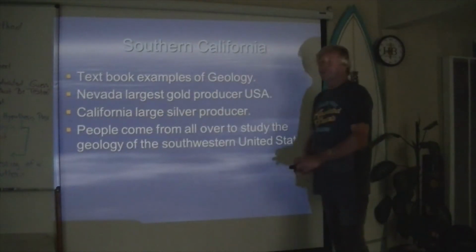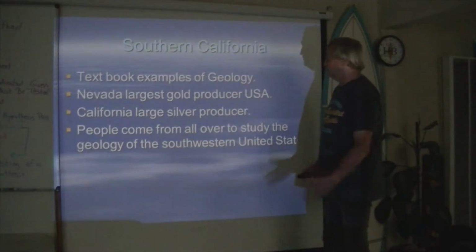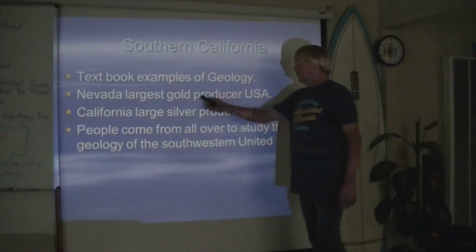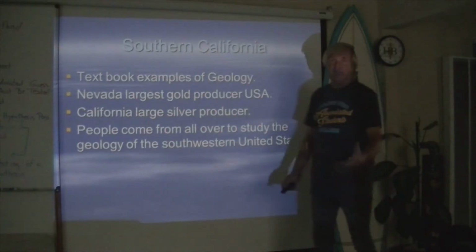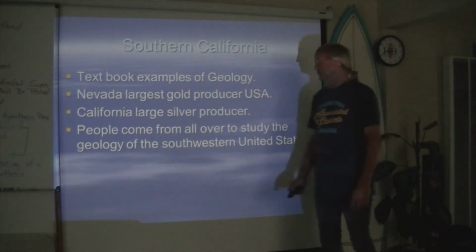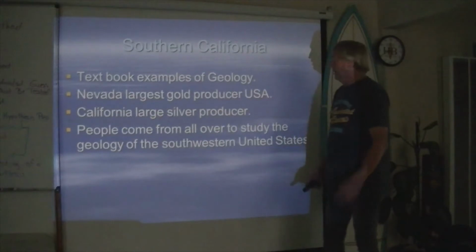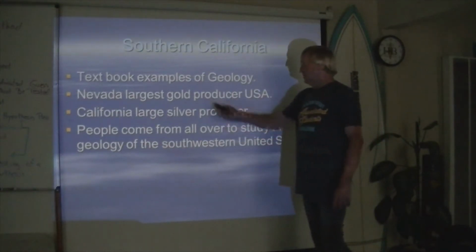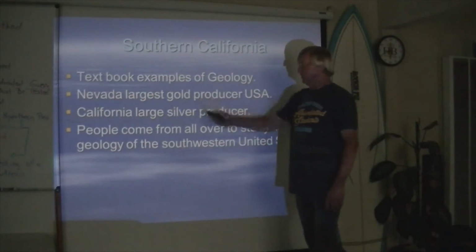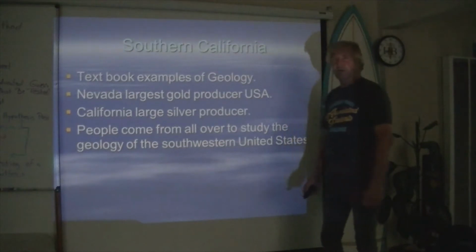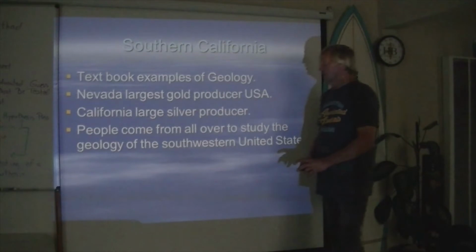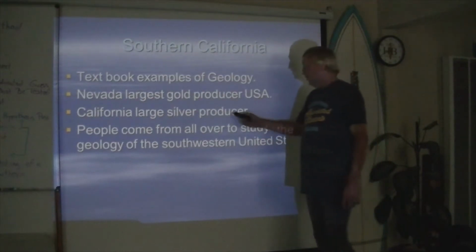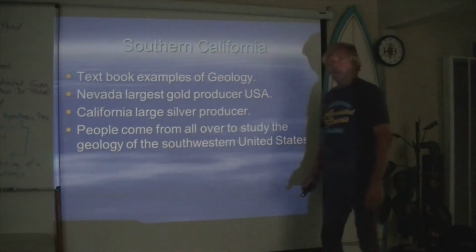So Southern California has a lot of textbook examples of geology. We're known as the Golden State. We were founded because of gold, basically. We became a state because of the gold rush, the 49ers, 1849. But yet, our neighbor to the east, the state of Nevada, which is known as the Silver State, is the largest gold producer right now in the United States and the second largest gold producer in the world. California produces a lot of silver, a lot of other important metals too.